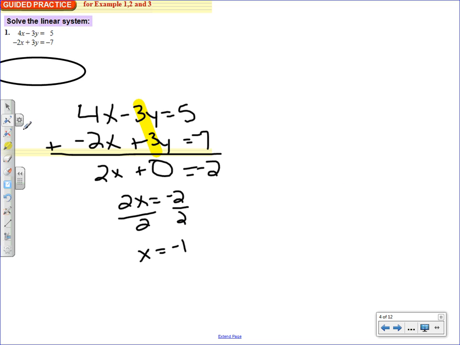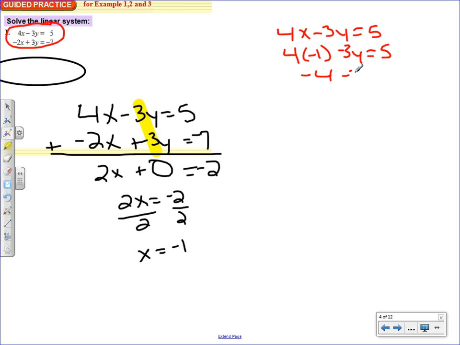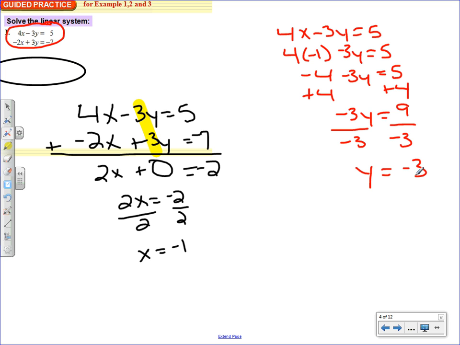We're going to take that answer up here to either of our original equations. I'm going to choose to work with the first equation. 4x minus 3y equals 5. 4 times negative 1 minus 3y equals 5. Negative 4 minus 3y equals 5. We're going to add 4 to both sides. Negative 3y equals 9. Divide both sides by negative 3. The value of y is going to be negative 3. 9 divided by negative 3 is negative 3. So our final answer in this case, the coordinate point, negative 1, negative 3.